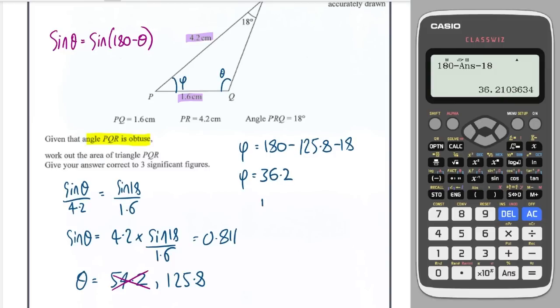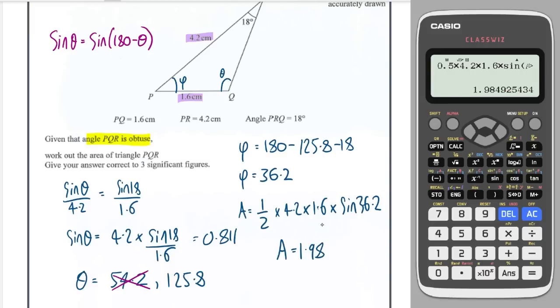Okay, great. So finally the area of a triangle is equal to a half. The two sides opposite, in between, the two sides next to, adjacent to, the angle which we know, which is 36.2. So I go to my calculator and I go 0.5 times 4.2 times 1.6 times sine of the previous answer that I have saved in my calculator, and I get 1.98 to three significant figures.